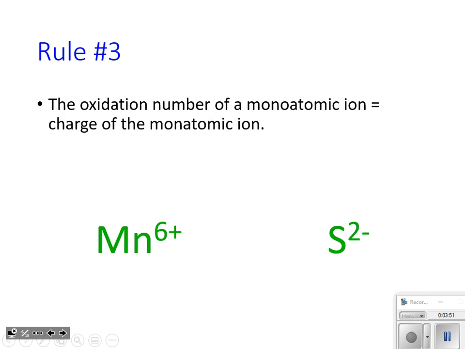Rule number 3 states the oxidation number of a monoatomic ion is equal to the charge. Okay, so this is just saying if I have ions here. So this manganese has a +6 charge, so its oxidation number is going to be +6. The sulfur is a -2 charge, so its oxidation number is going to be -2.